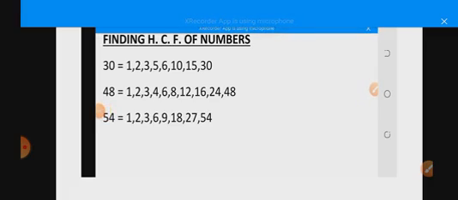Yes, today we shall be talking about highest common factors of numbers. But before we go into how to find highest common factors of numbers, I would like to explain what is meant by factors of numbers.